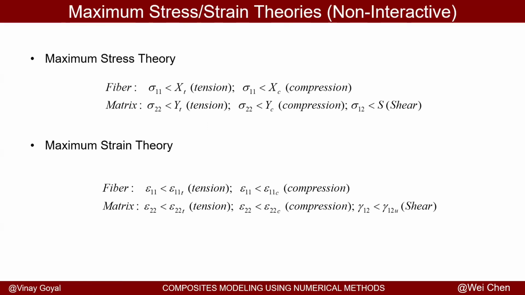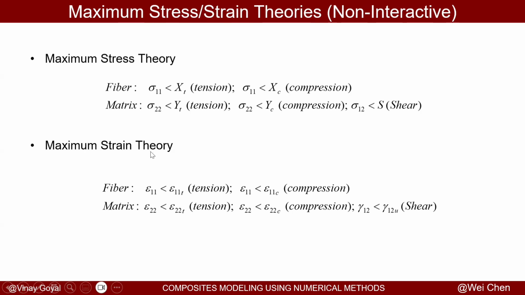Here, what I'm showing is a very simple theory. It's called the maximum stress theory. And you can see that if the stress along the fiber direction is less than the tensile strength in the X direction of the composite, where the fibers are aligned, in this case, the failure does not occur. And the same thing for compression, and then for the matrix as well.